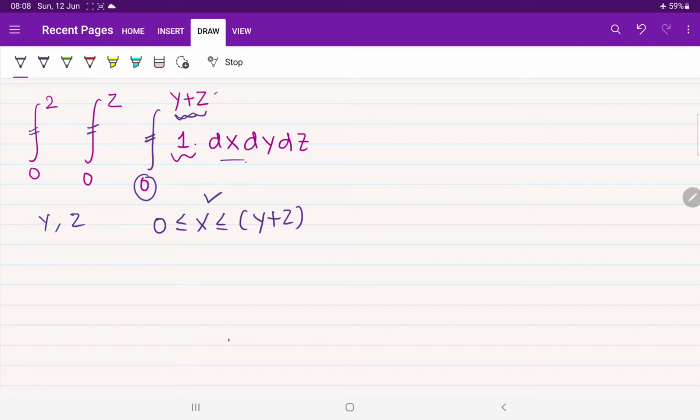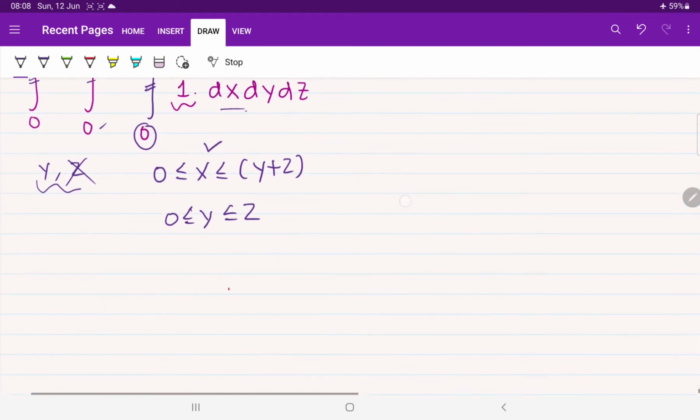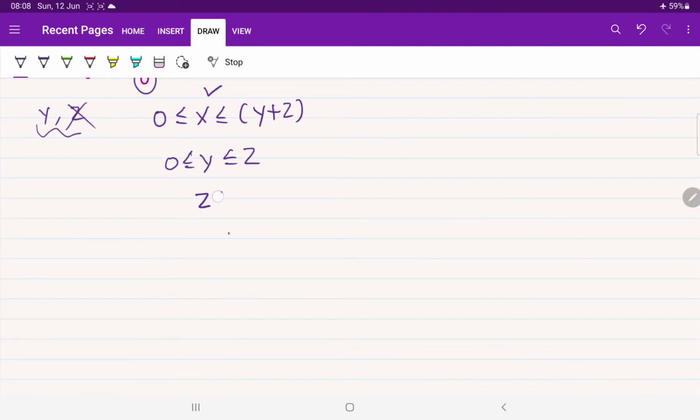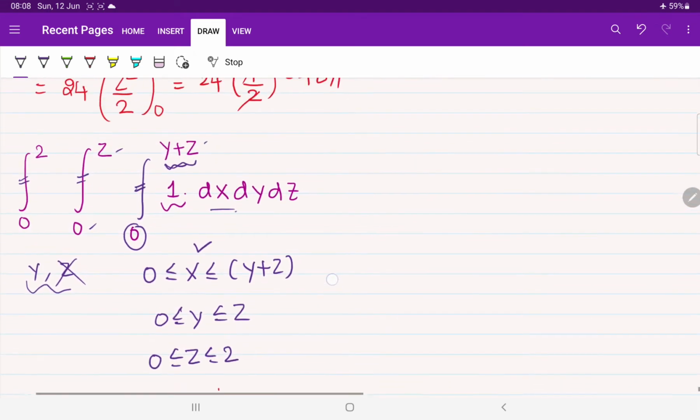Now if you observe the second one, the limit is going from 0 to z. The left variables are y and z. I cannot take z itself, so y has been defined. The second range is given for y. Y is traveling from 0 to z. Then by default, the third one is going to be z only. So z is going to travel from 0 to 2.